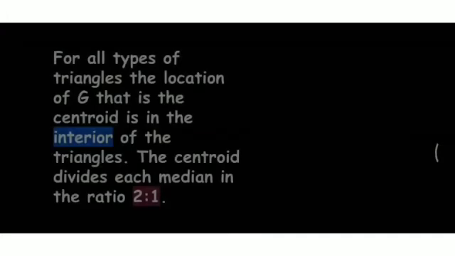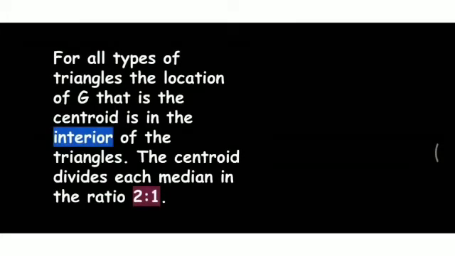Now we will see the location of centroid for all the types of triangle. For all types of triangle, the location of G, that is the centroid, is in the interior of the triangle. So in case of median, the location of centroid will be in the interior of the triangle only, whether it is a right angle triangle, an acute angle triangle or an obtuse angle triangle. For all these three, the location of centroid will be in the interior of the triangle only.